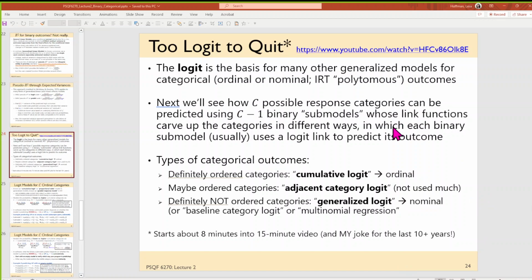So we finished the binary example and the binary section of the lecture.